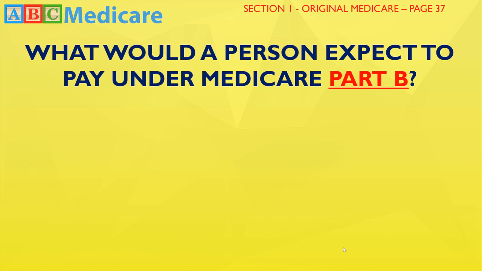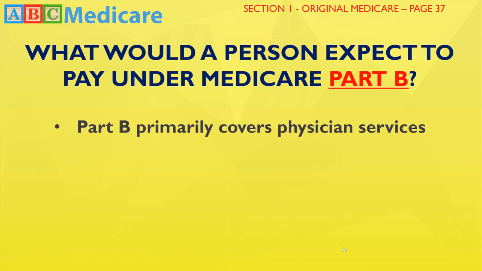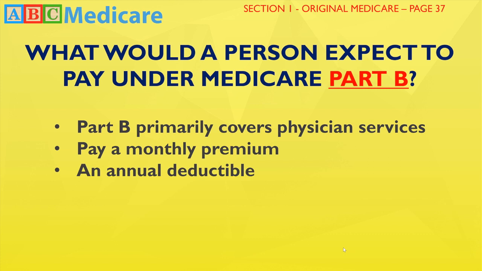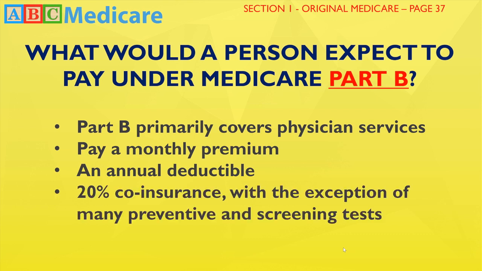What would a person expect to pay under Medicare Part B? Part B primarily covers physician services. They're going to pay a monthly premium for Part B unless they qualify for the Medicare Savings Program. They're going to pay an annual deductible under Part B, and that goes up every year, and it's a one-time deductible. Then after that deductible, there's a 20% coinsurance with the exception of many preventative and screening tests.